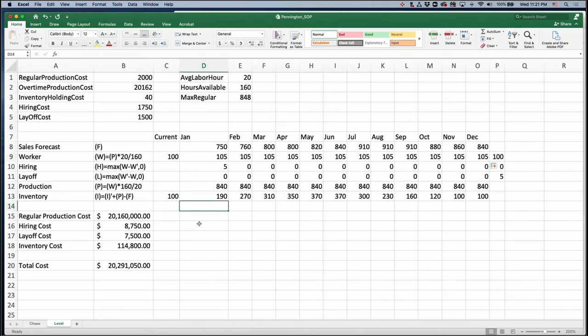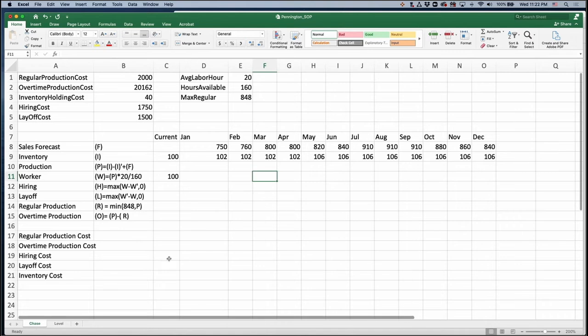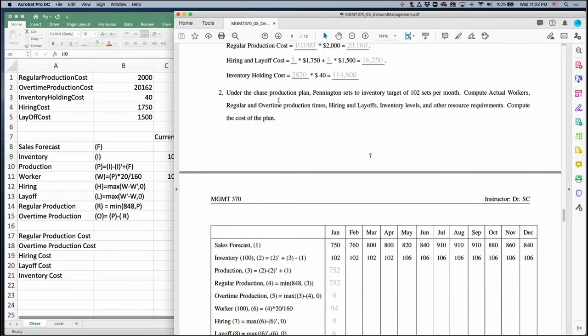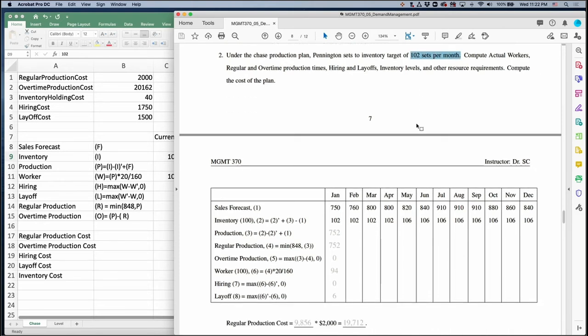Now next we can use a chase production level. For this chase case, we can set the same, our inventory level will be given like this. So under chase production, Pennington set an inventory target of 102 per month. But in some cases, this is their average inventory level. For the first 4 months they just use 102, but for the rest of the period they use 106. So this is actually their target inventory. So we just put this information.